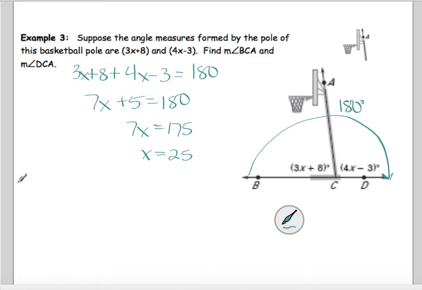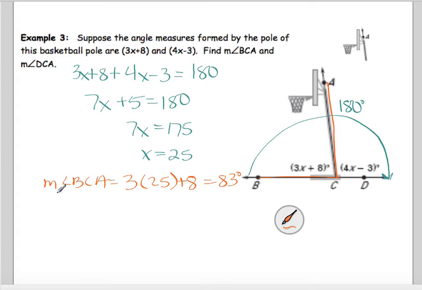But that's not the answer because they were looking for the angles, so be sure that you plug in for your angles. The measure of angle BCA, well, find BCA. Here's BC, and then up here is A. It's like connect the dots, so that's referring to this angle here. The 3x plus 8, so 3 times 25 plus 8 gives you 83 degrees. So BCA is 83 degrees, the measure of it.